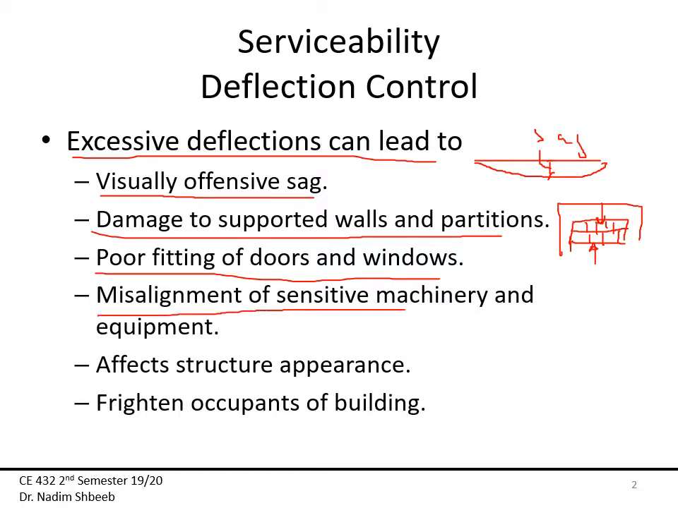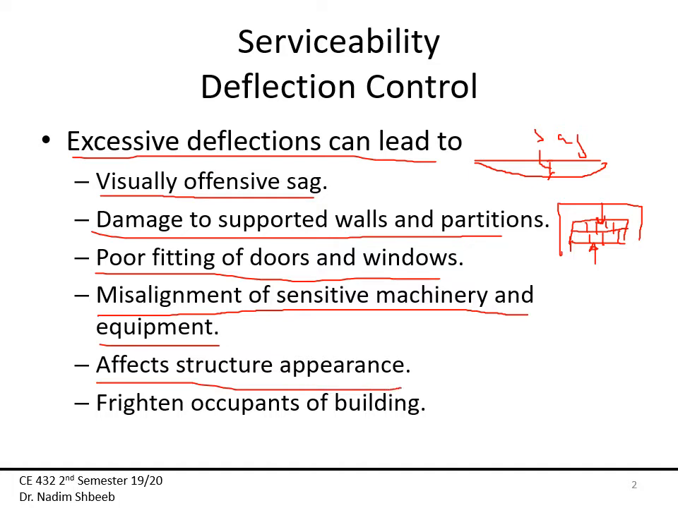The misalignment of sensitive machinery and equipment: we usually have that in labs where we are measuring some sensitive dimensions, sometimes in the order of microns, micrometers, or millimeters even. So if the building is off, then the measurements will be off too. So for buildings like labs and plants, we have to be very careful of how we design for deflection.